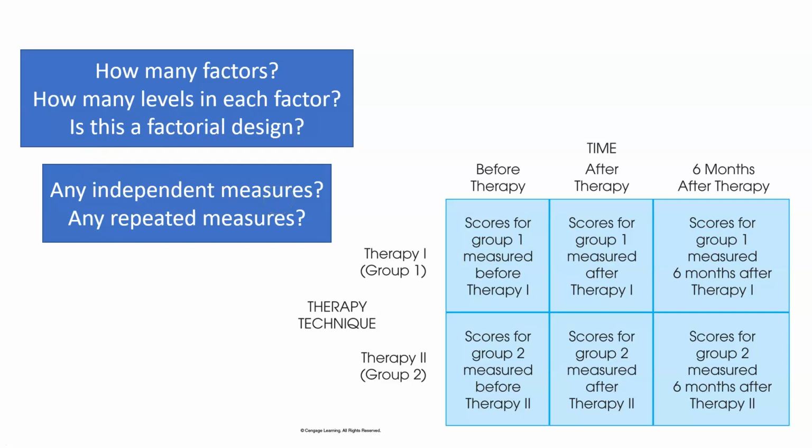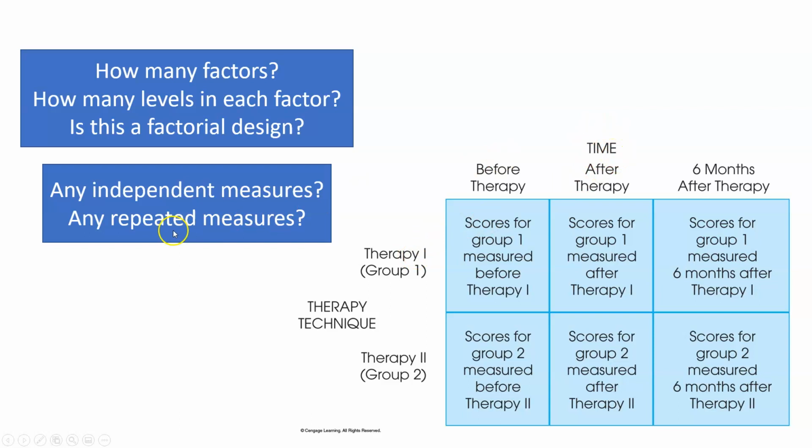Remember back to our t-test modules when we learned about what independent measures were. They're groups that are separate from each other, not the same people. Are there any independent measures or independent factors? What about any repeated measures or any repeated factors? Hopefully you noticed that therapy technique was an independent measure. These are separate groups of people receiving 2 different kinds of therapy.